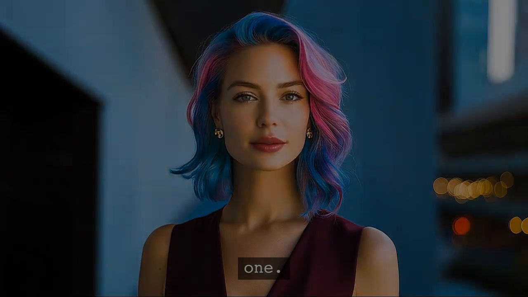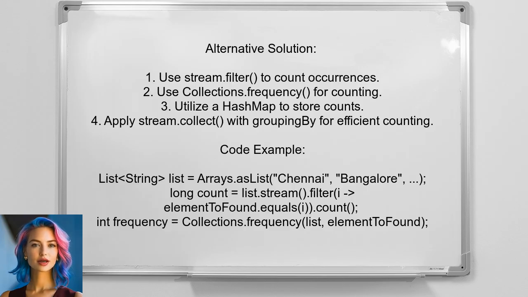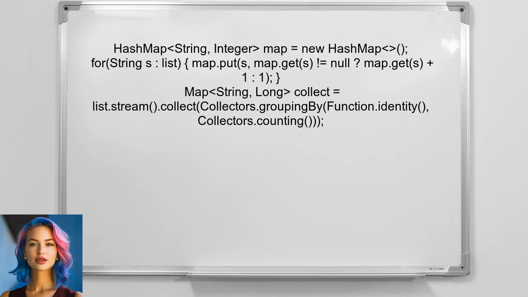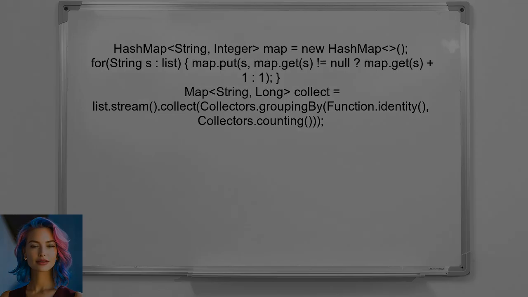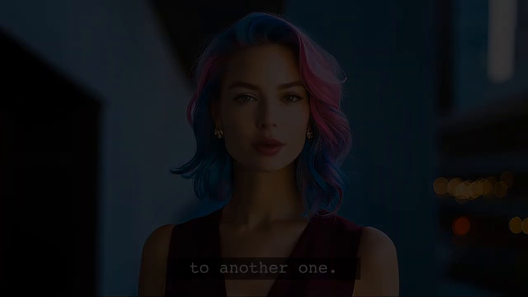Let's explore another one. An alternative approach to counting duplicate elements in an array list involves using Java's Stream API and collections. First, you can filter the list to count occurrences of a specific element. Then, you can use the Collections.frequency method for the same purpose. Additionally, a hash map can be utilized to store each element and its count. Lastly, the groupingBy method from the Stream API can group elements and count them efficiently. That wraps up that answer. Let's move on to another one.